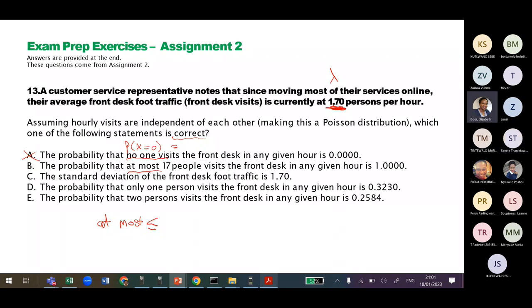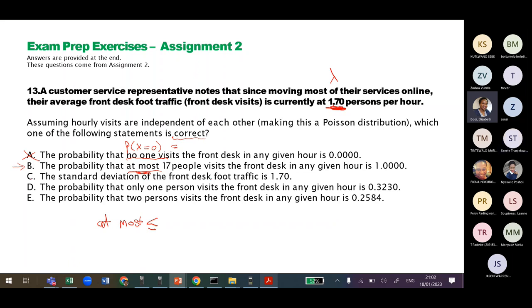Remember, we're looking for the correct answer. The answer here will be the probability that at most 17, but 17 doesn't exist. It will be less than or equal to 17, so the sum of all of them will be equal to 1. I'm going to come back to that one. Let's validate, because it might be correct and it might not be. 17 does not exist on the table, but it says at most.